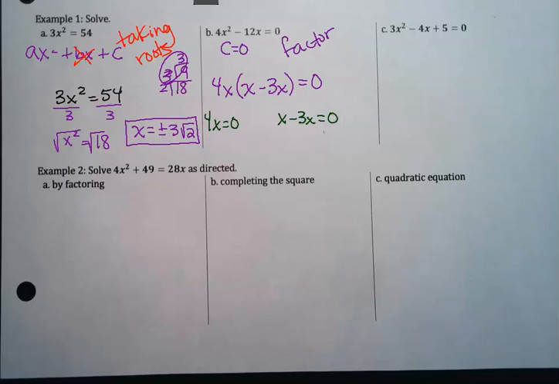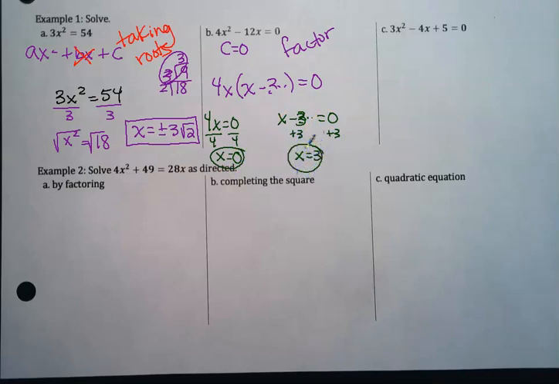Oh, I need a teeny tiny eraser. All right, so it's x minus 3 equals 0. Then we solve for x. We divide by 4 on this side. x equals 0 divided by 4, which is 0. We add 3 over here. So x equals 3.